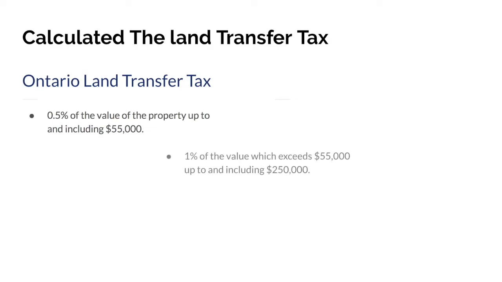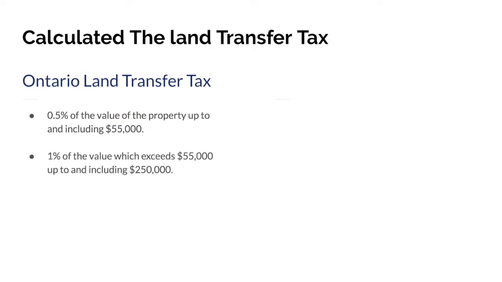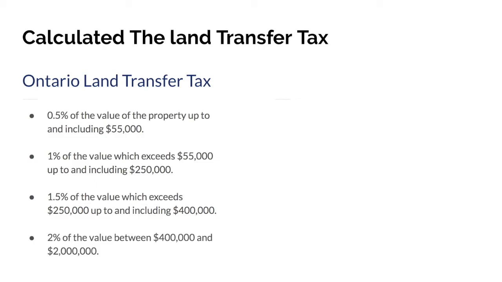And you pay 1% of the value which exceeds $55,000 up to and including $250,000. Pay 1.5% of the value which exceeds $250,000 up to and including $400,000. And 2% of the value between $400,000 and $2 million.